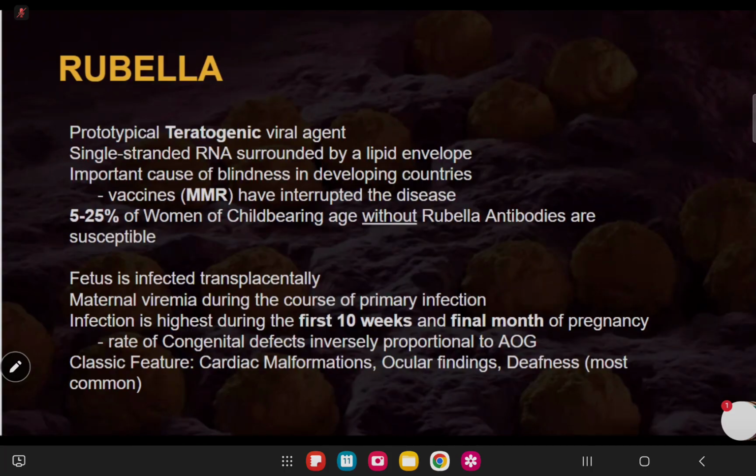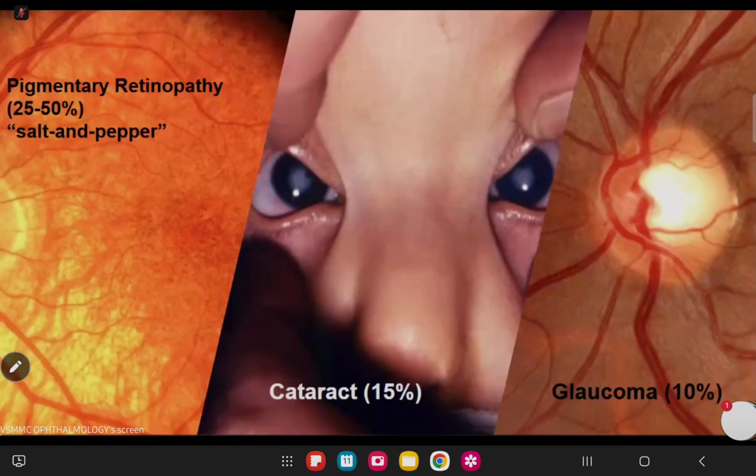Cardiac malformations, you have to remember this could go out sa board exam. The classic feature for rubella: cardiac malformations, ocular findings, and deafness. Those are most common. So we have to discuss this.